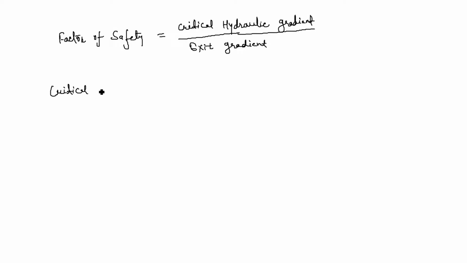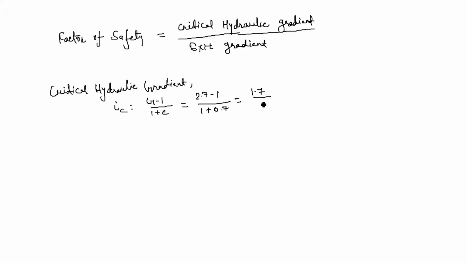Critical hydraulic gradient, that is IC, you know the formula for IC is equal to (G minus 1) divided by (1 plus e), where G is the specific gravity of soil and e is the void ratio. Now in this question the value of G is given as 2.7, so 2.7 minus 1 divided by 1 plus e, that is the void ratio, which is given as 0.7. So it will be 1.7 divided by 1.7. So the value of IC comes as 1.